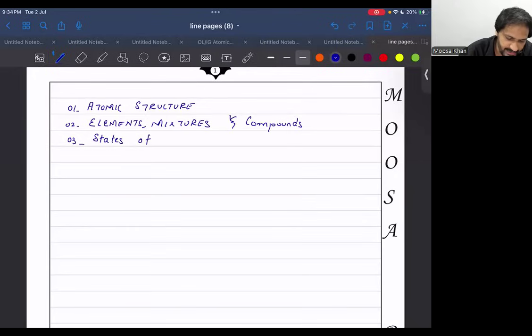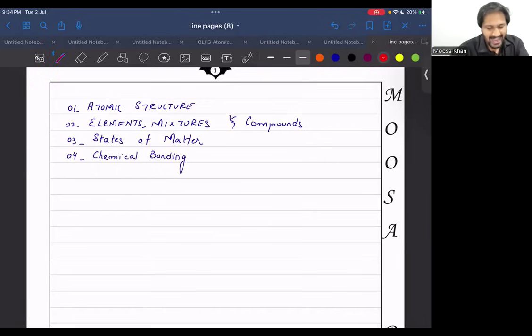in which we study solid, liquid, and gases and diffusion. Then we will move on to the chapter chemical bonding. Or I'll see, maybe I'm gonna teach chemical bonding before states of matter. Okay, we'll see, depending on how our class is going, we will decide.